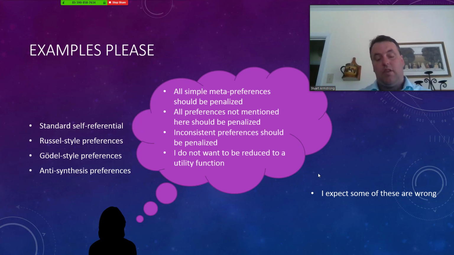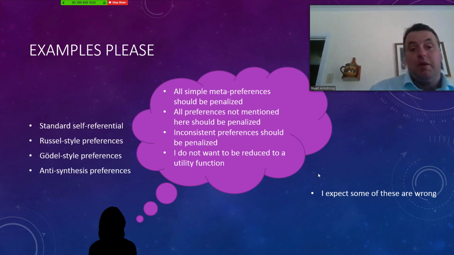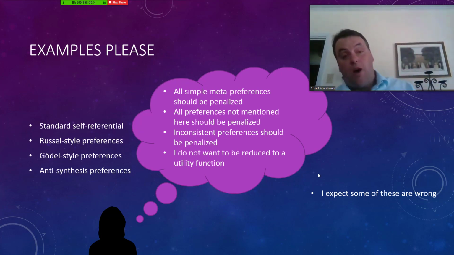I wouldn't necessarily label them like that, but these are all interesting examples. Can I go through them? Please do. So the last one is the one I've already told you that I don't really know how to cope with. I've sketched a few examples of how it might work, but those are real hacks. Then, all simple meta preferences should be penalized, but it should not be assigned to itself.